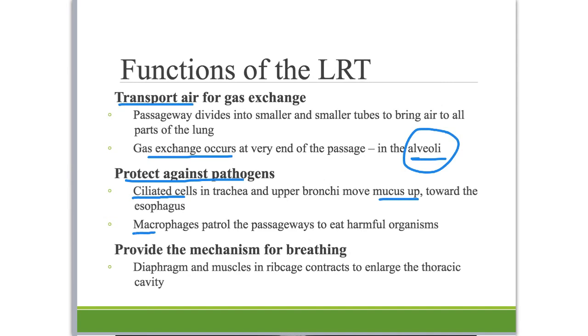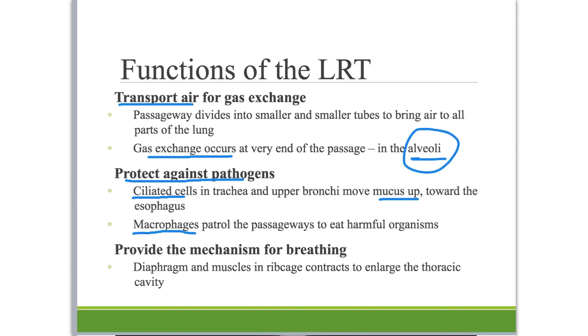You also have white blood cells, the macrophages. These are the ones that can eat harmful organisms by using endocytosis and engulfing them with parts of their cell membrane. And they are freely moving throughout your lower respiratory system to help provide, again, protection against pathogens.